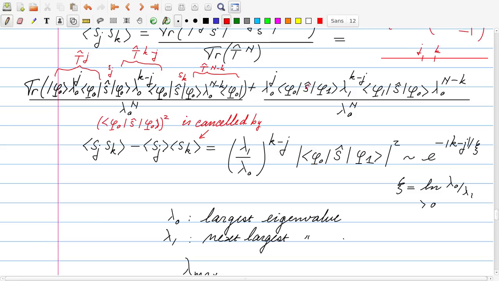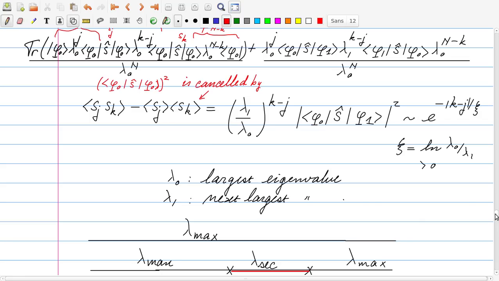And now, because the lambda 1 is strictly smaller than lambda 0, we can write this in the form e to the power minus (k minus j) over xi. So we see here a confirmation of the fact that the correlation function shows an exponential decay.